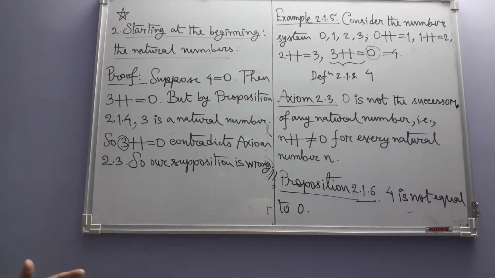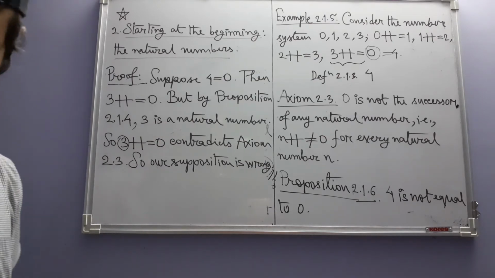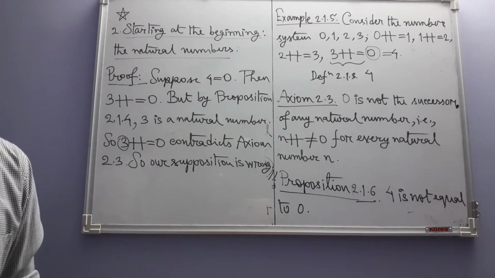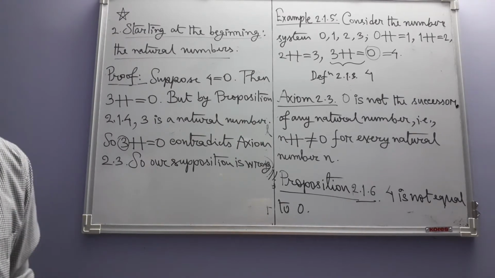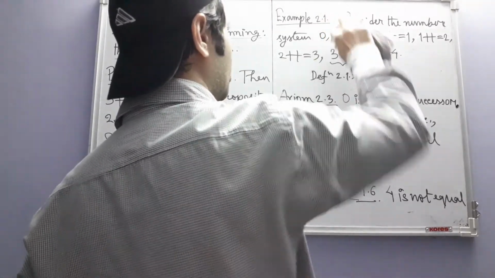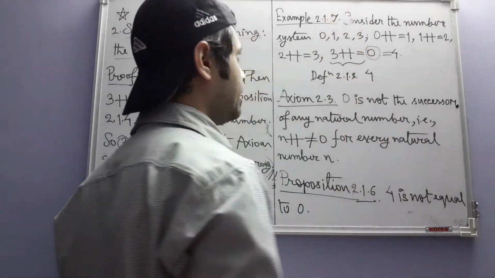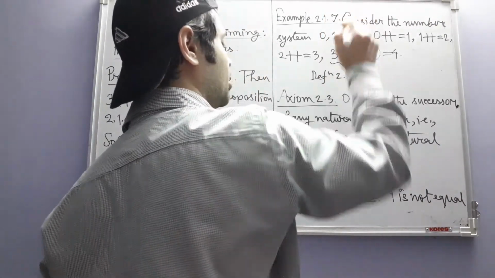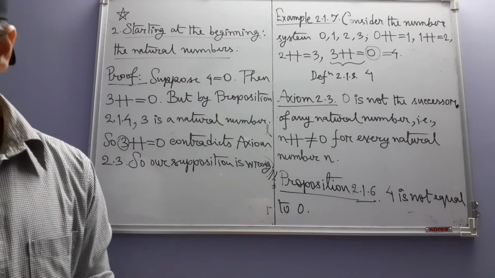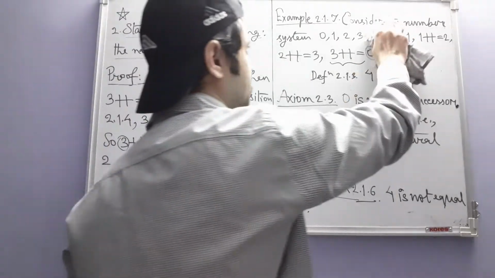So now life is okay, except there is something else coming which will show that even these three axioms are also not enough. So let's take the next example. This is example 2.1.7. Again, someone is challenging me by producing another number system.